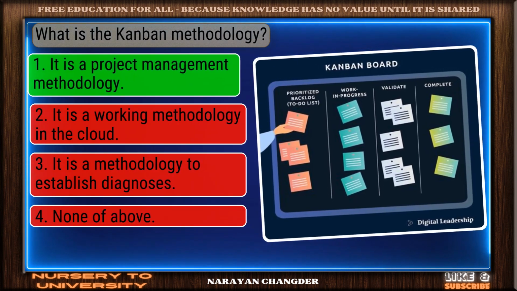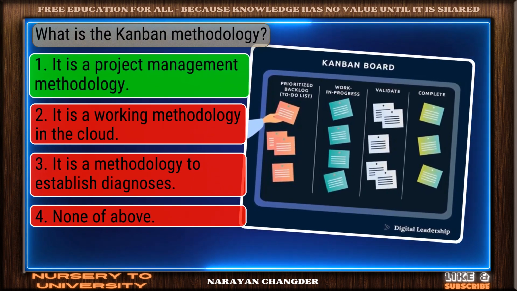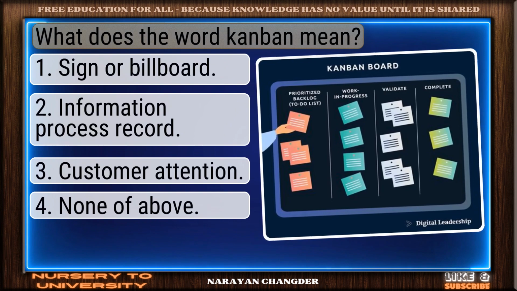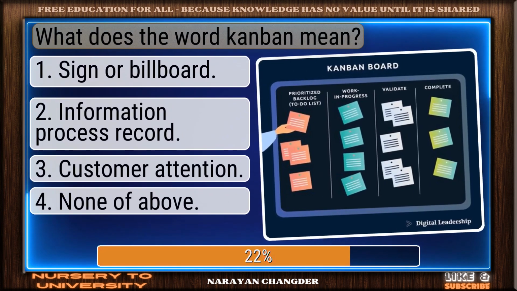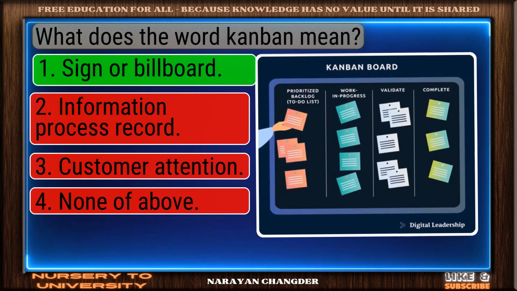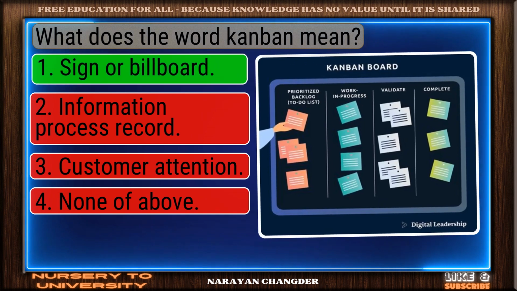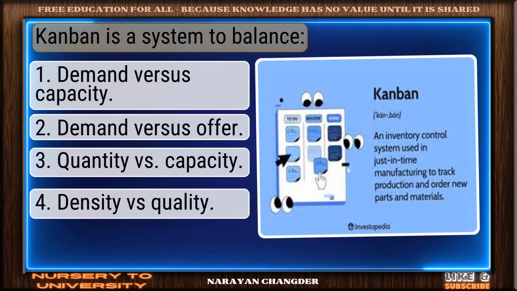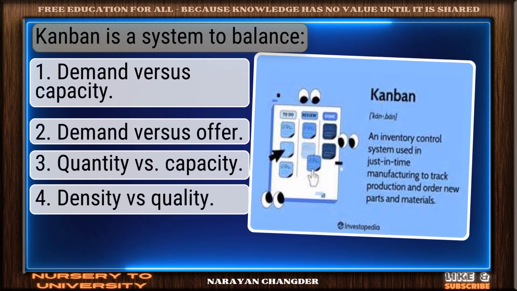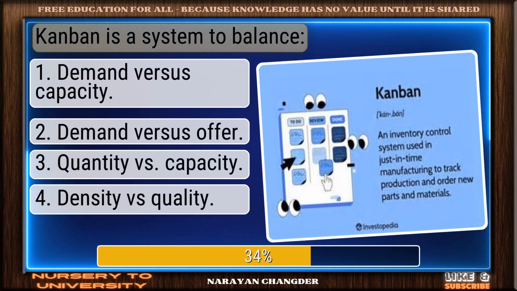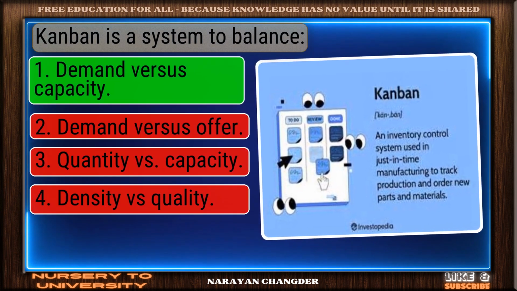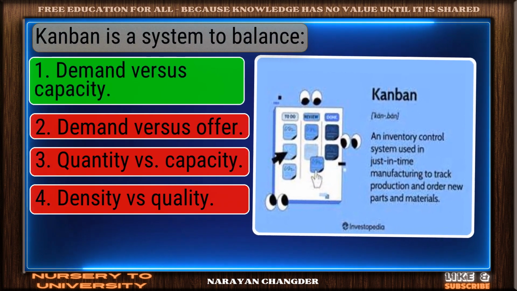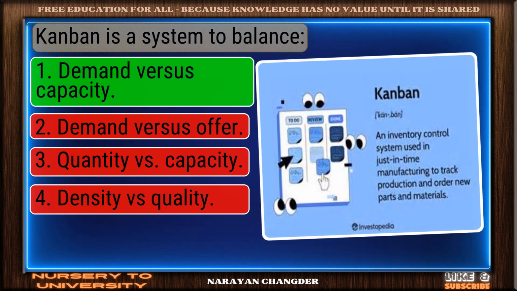Nicely done. It is a project management methodology is a solid answer. Question number 40. What does the word Kanban mean? Correct. Sign or billboard is the right answer. Question number 41. Kanban is a system to balance. Nice selection. Demand versus capacity is the correct and valid answer.